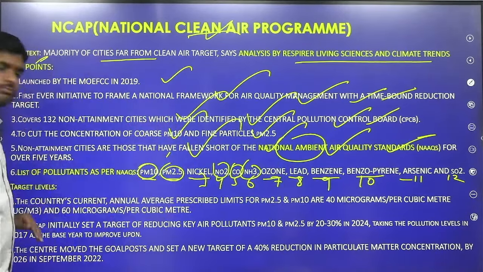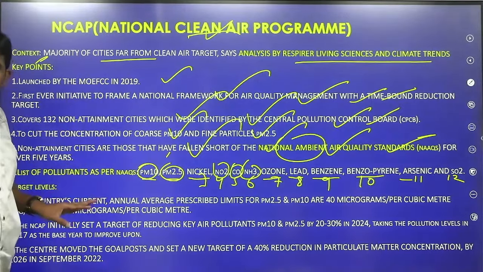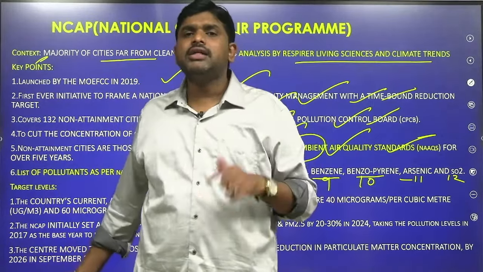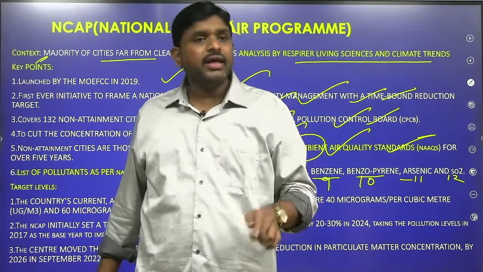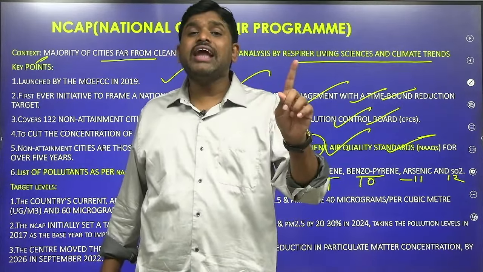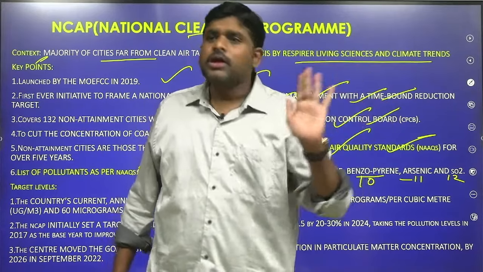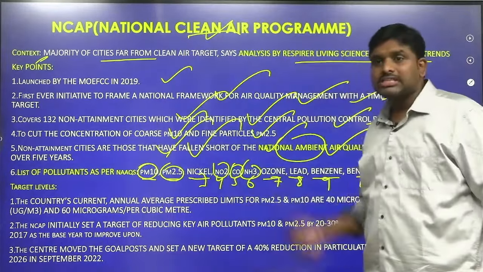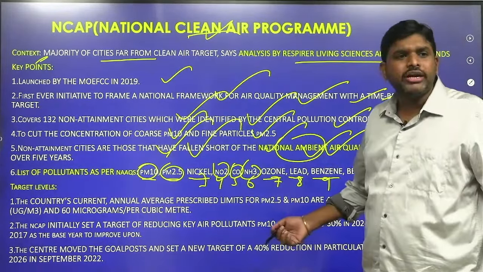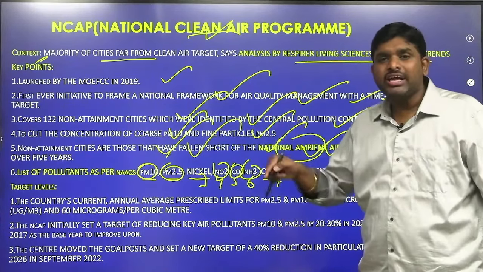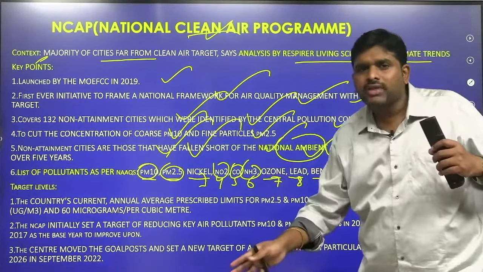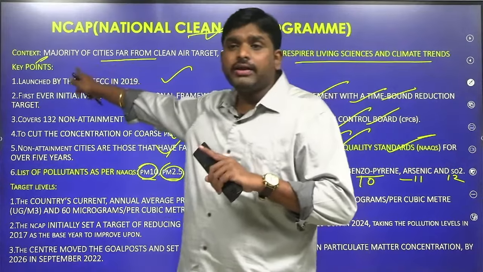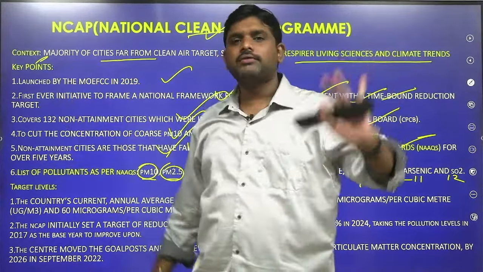Now, coming to NCAP. I told you that under NAAQS, cities which are not following the standards are called non-attainment cities. Again, under NCAP also, not a single non-attainment city is maintaining its standard. What are non-attainment cities? Those that have fallen short of the National Ambient Air Quality Standards. Any city falling below the guidelines will be called a non-attainment city. The same non-attainment cities are also not meeting the National Clean Air Program.